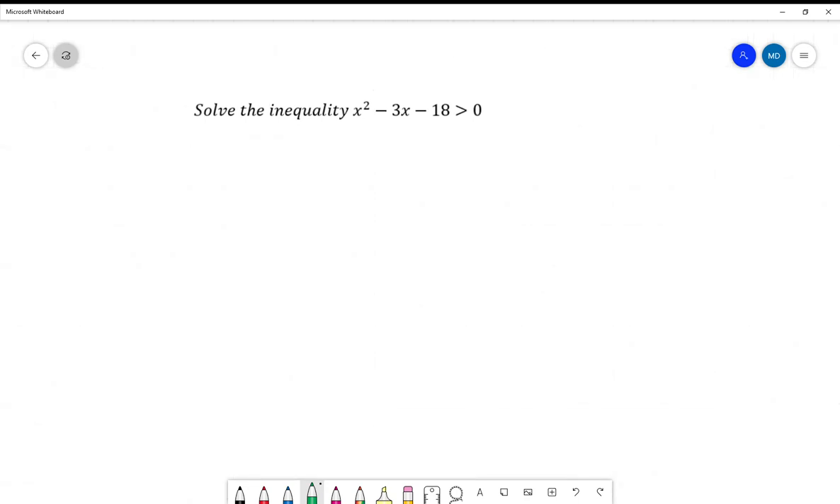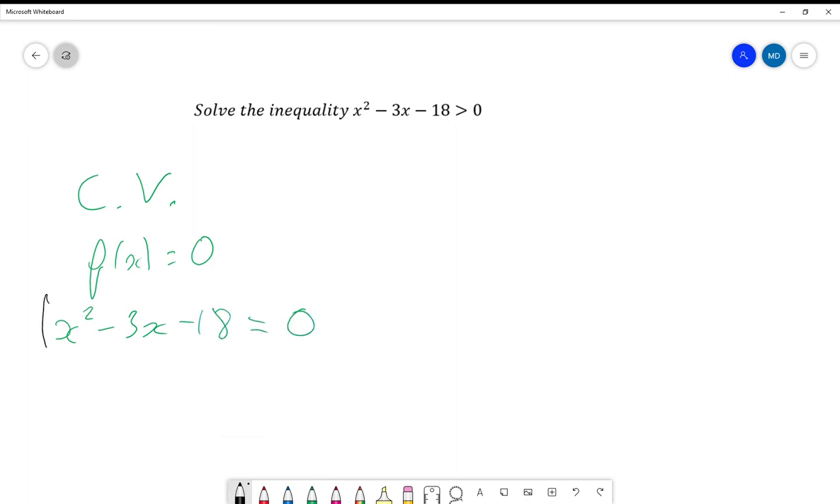Solve the inequality x squared minus 3x minus 18 is greater than 0. So what we want is our critical values. And those happen when our f of x is 0, or in this case where x squared minus 3x minus 18 is 0. And so this is what we have to solve. To get our critical values, we have to solve the equation, not the inequality.